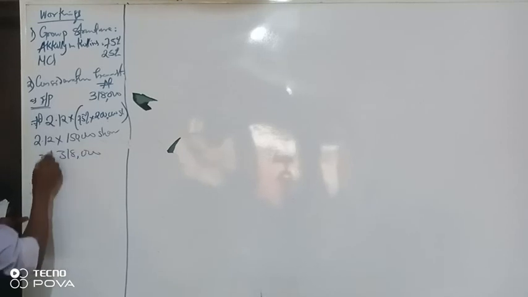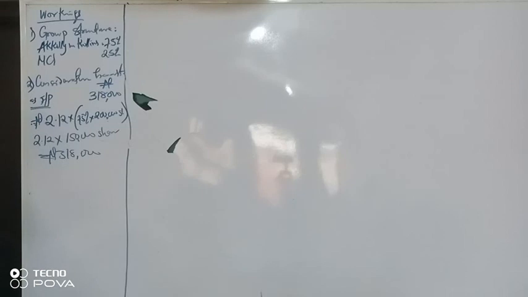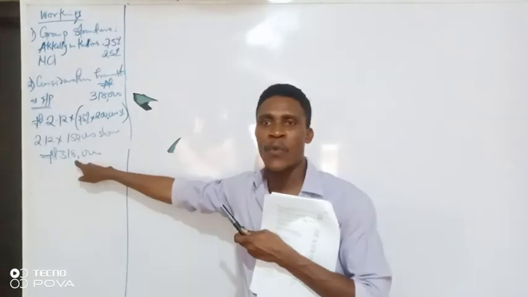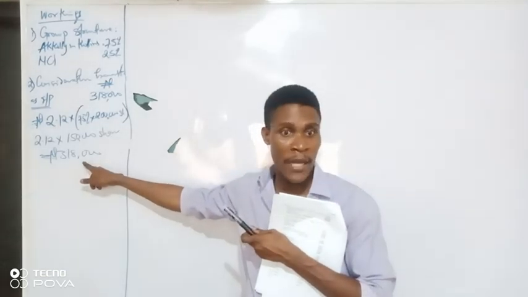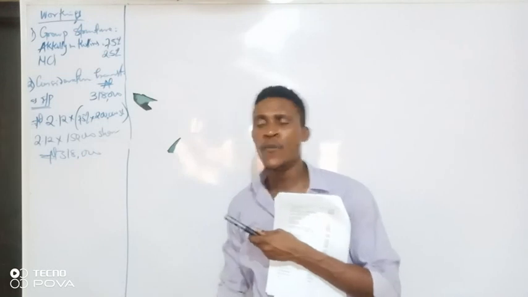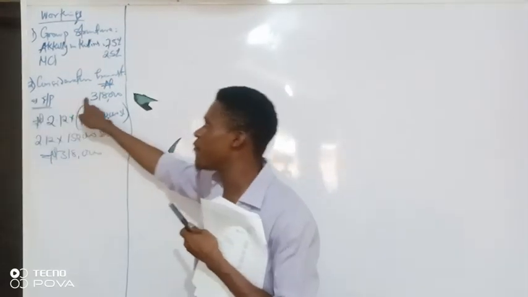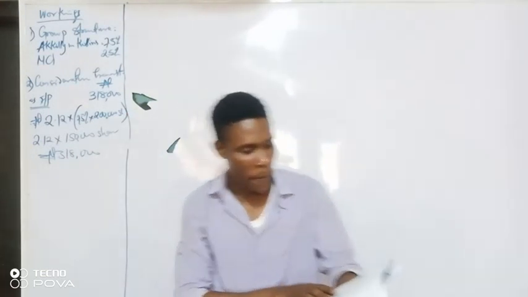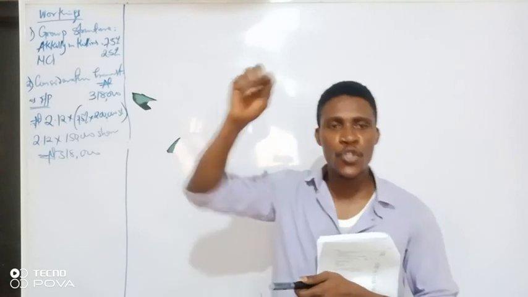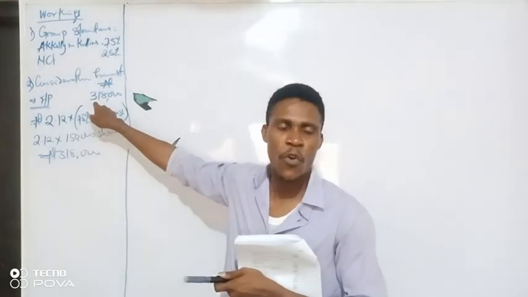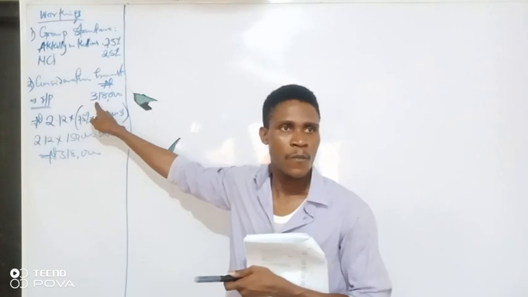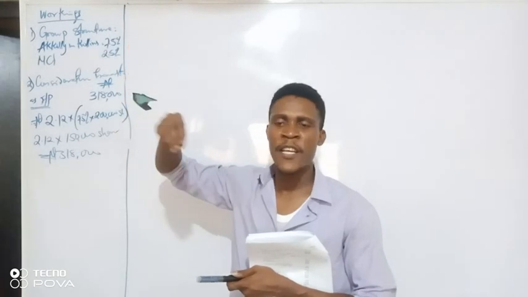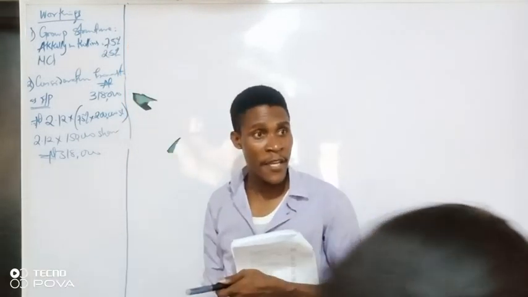318,000. That's the confirmation of what they give us in the question. But sometimes what they give us in the question will be different from what you are getting. What do we do? If the way they label it in the question is investment in subsidiary, you will use the one in the financial position as your consideration transferred.